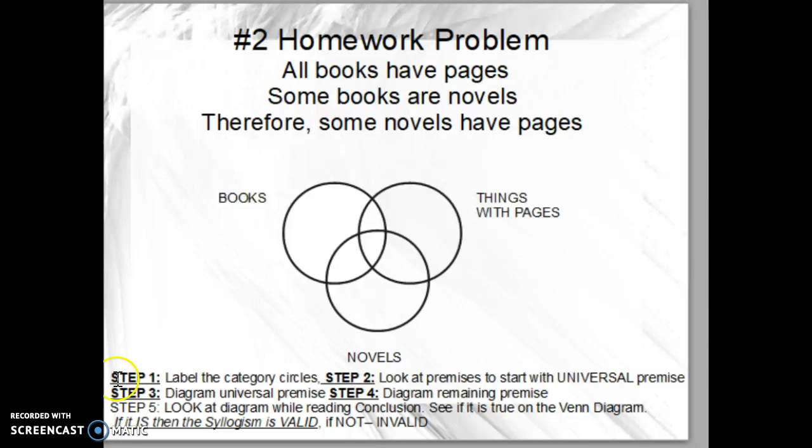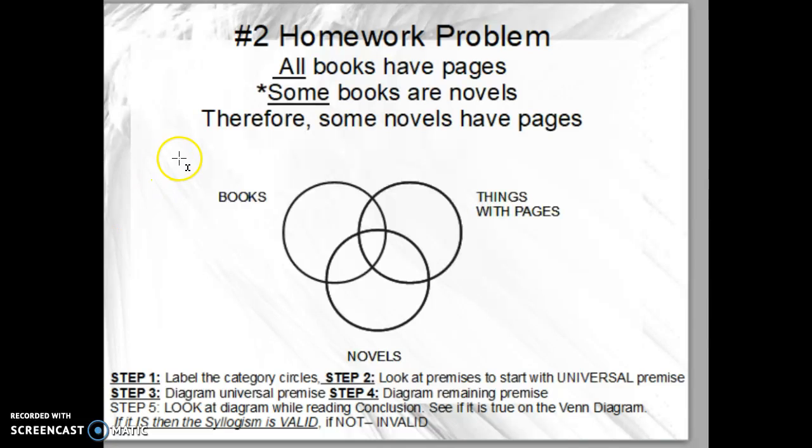And then I look at my steps. Label the category circles. I've done that. Step 2, look at the premises and start with the universal premise. Okay, so we have all books are pages and some books are novels. So which of those two is the universal? And if they're both universal, then it doesn't matter. You can do them in either order. But in this case, we have one that's particular and one that's universal. Let's see if you can get this right.